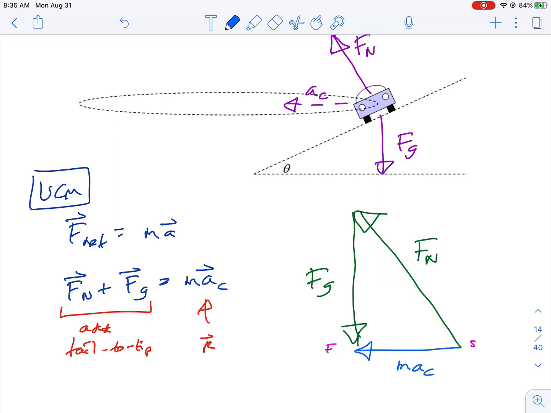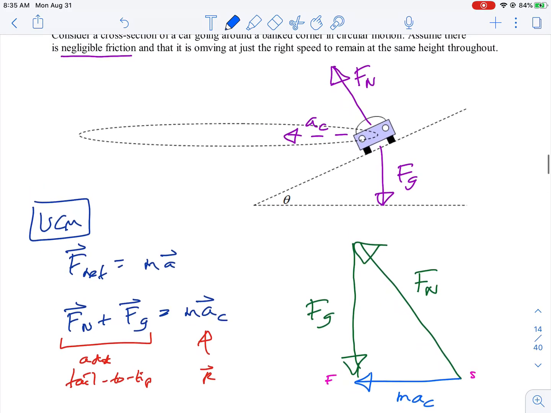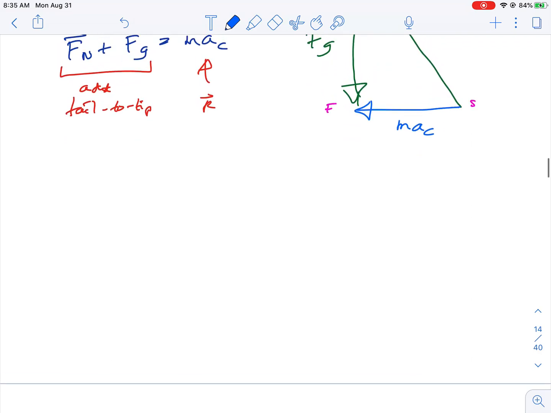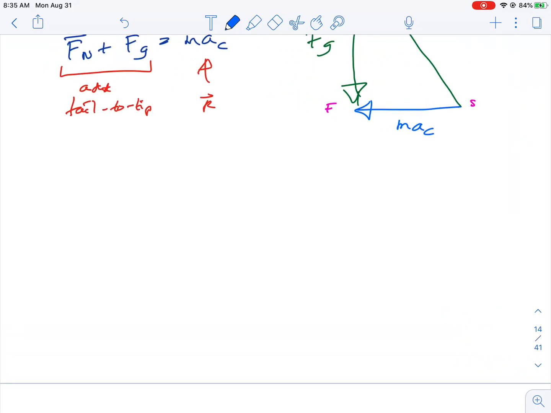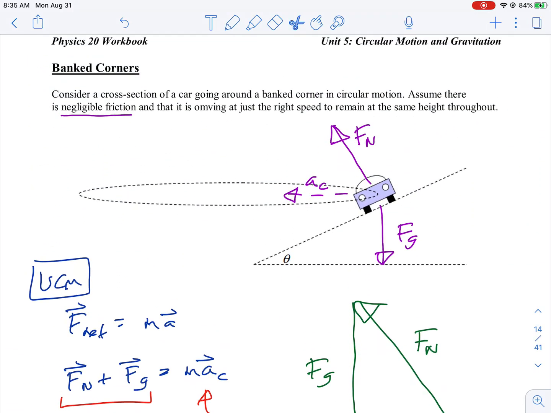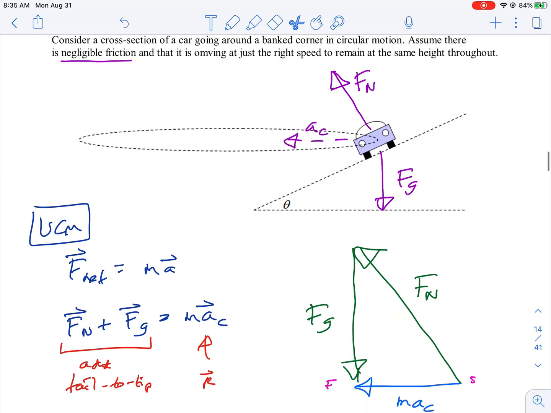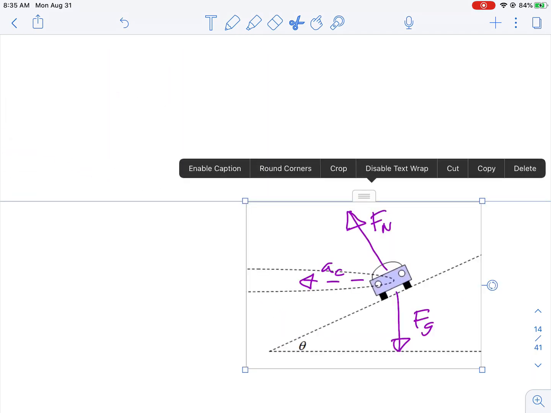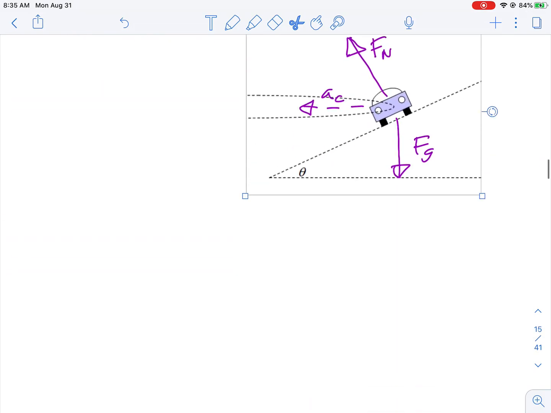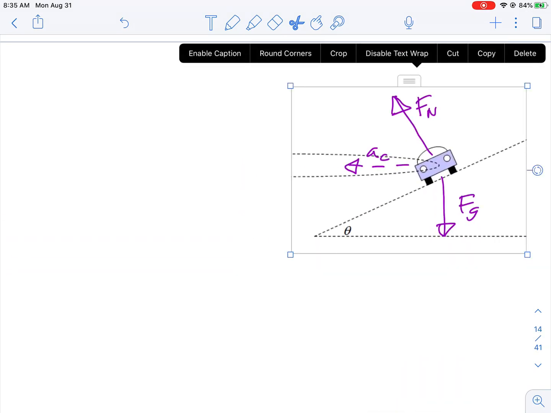Good. So there's our triangle, but if we want to solve this triangle, we need to know where that angle theta goes in the triangle. And to do that, I'm going to have to actually show you something. So I'm going to just add a page here, if you don't mind. And I'm just going to grab this diagram, make a copy of that. Okay, I'm just going to put this on this. Okay, that looks good right there.